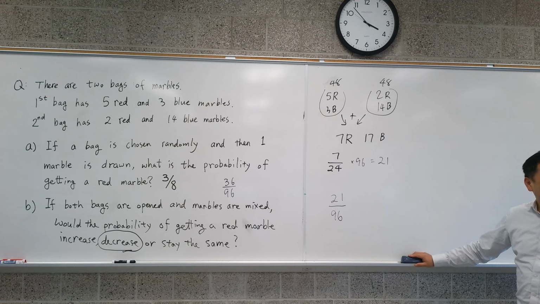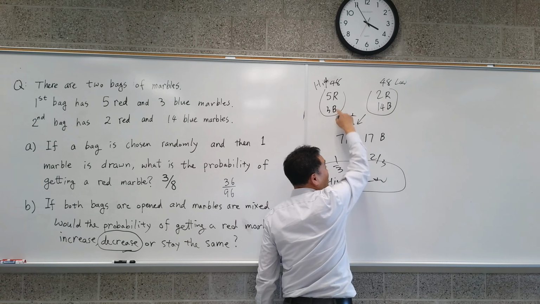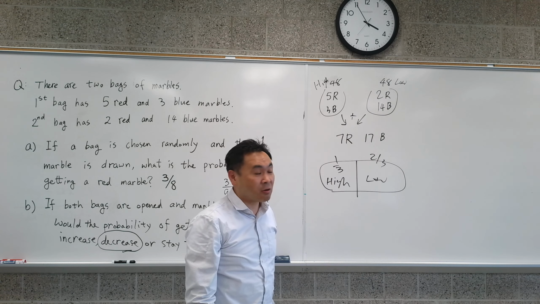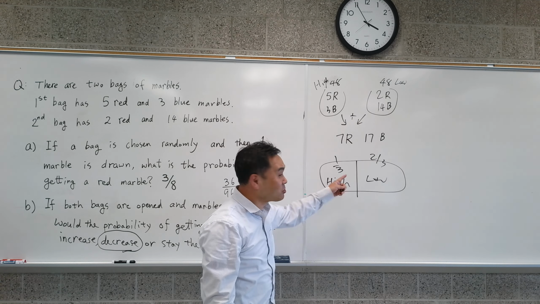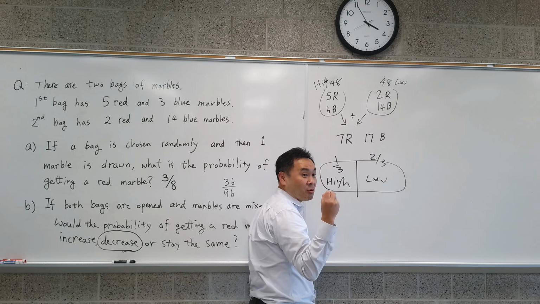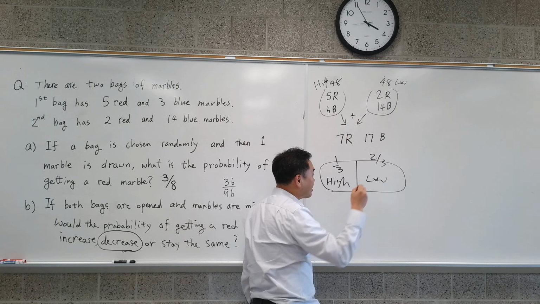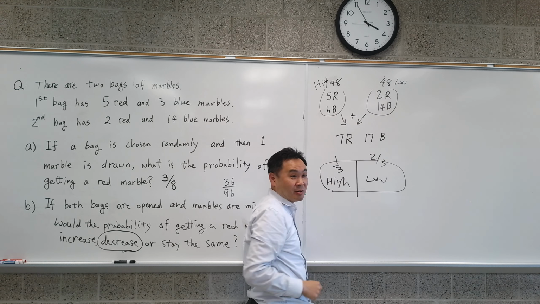So think about this. If you pull them together, 1/3 of them will be from the high bag, and 2/3 will be from the low bag, because this one has 16 marbles and this only has 8 marbles. So if you pick a random marble from here, would you have more chance of picking from the low one or the high one? The low one. It's more representative. So if you pick something random, you're going to pick something from here.